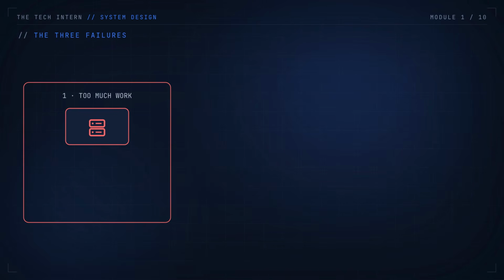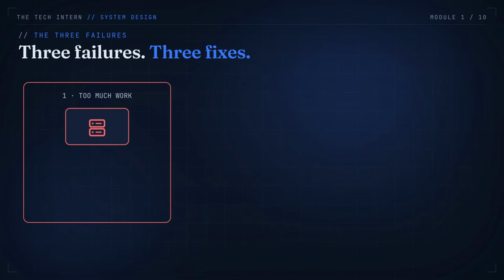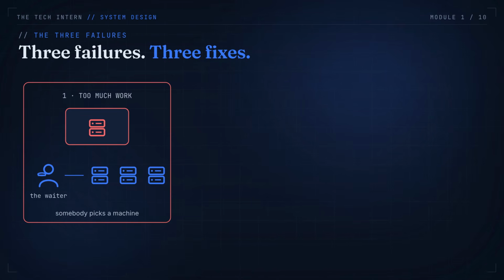Failure 1. The machine runs out of processor and memory. There's simply more work arriving than one computer can do. The obvious fix is to get a second machine and send half the people to each one. But the moment you do that, you've created a brand new question. When someone opens Dabba, which of the 2 machines should they talk to? Somebody has to stand at the door and decide. That someone is called a load balancer.